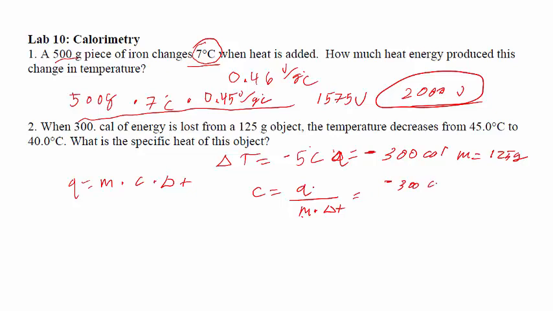And that is equal to negative 300 calories per 125 grams times negative 5 degrees Celsius, and of course 5.0 to be exact. And of course the negative signs cancel here, so it's 300 over the quantity 125 times 5.